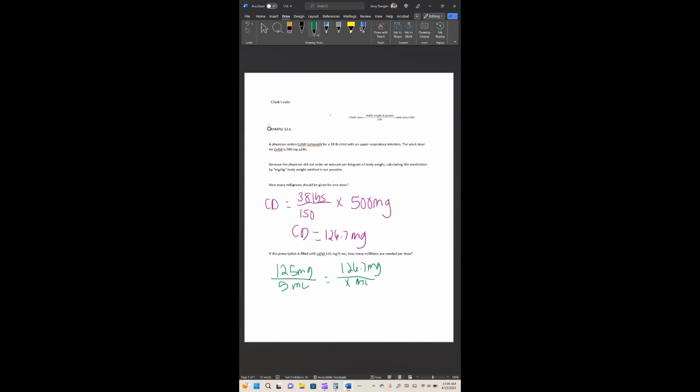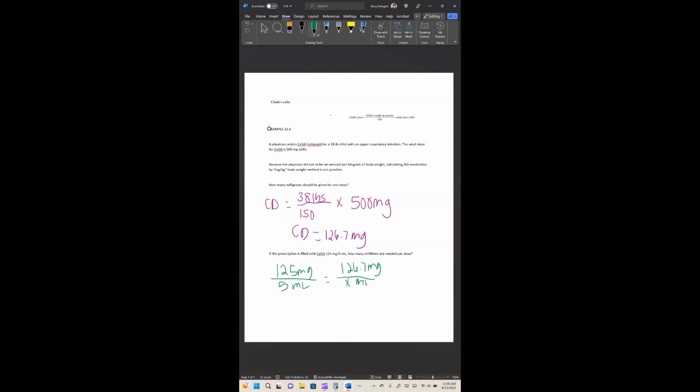And using these methods like Clark's rule and Young's rule and all that stuff, these are older formulas that we use that are based on approximations. Now we tend to use the milligram per kilogram body weight method more often. But before you do the calculations, I just want you to look at that. Since it's 125 milligrams per 5 ml, and we want to give the patient 126.7 milligrams.